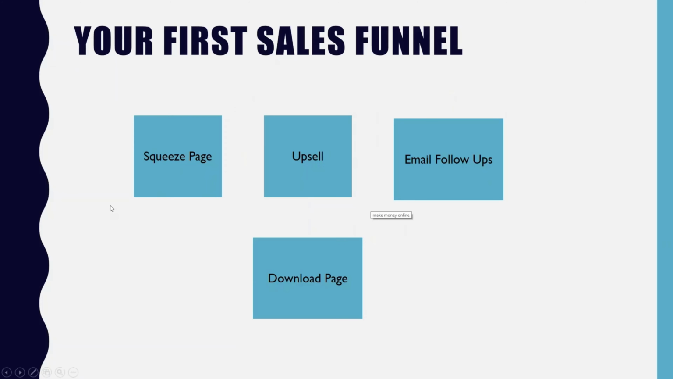You have a squeeze page, you take them to an upsell. In your autoresponder, you have email follow-ups set up for your customers. Then you have a download page, where they can get what they opted in for, the free product. And then they can also get sold on your product, or on related affiliate offers.